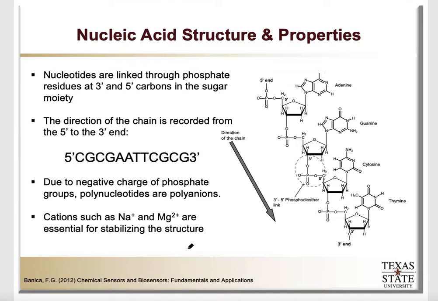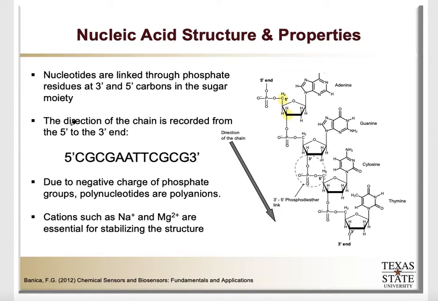All right, in terms of the structure of nucleic acids, the nucleotides are going to be linked through phosphate residues at the 3' and 5' carbons of the sugar moiety, as I had already mentioned. So basically, if we look at our sugar here, number 1, number 2, number 3 carbon, number 4, and number 5 carbon. As we can see, we have linkage to the phosphate group from the 5', and then we have linkage to the phosphate group of the next nucleotide on the 3'.